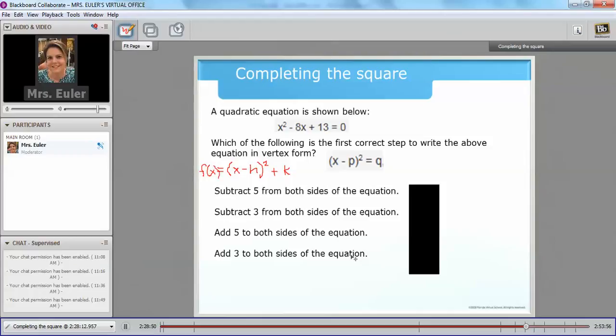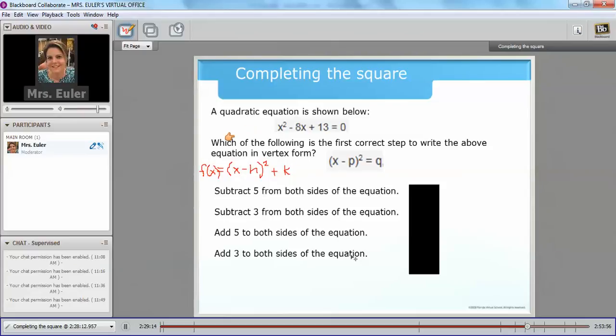Instead of h and k, we're using p and q. And also notice that the q is moved over to the other side of the equal sign. So this situation would mean that k is moved over here when f of x equals 0. Okay, and that's what you would do. It would be equal to 0 when you're solving it. So you would move the k over here.